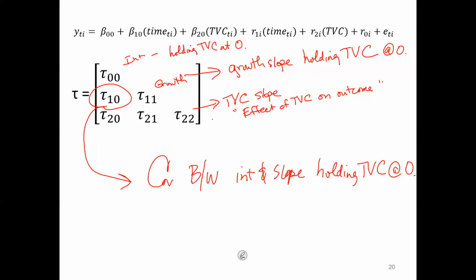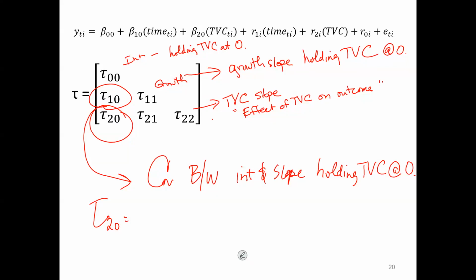Okay. How about this? Tau 2 naught. So this is the correlation between the intercept, and this is where people sometimes get confused. It's the correlation between the intercept and the time varying covariate slope. So it's the correlation between the intercept, holding the time varying covariate constant at 0, and the effect of the time varying covariate on the outcome variable. Sometimes people see this and think it's about the time varying covariate, and say this is the correlation between the intercept and the time varying covariate, the variable itself. It's not. It's the correlation between the intercept and the slope of the time varying covariate, which is the effect of the time varying covariate on the outcome variable.